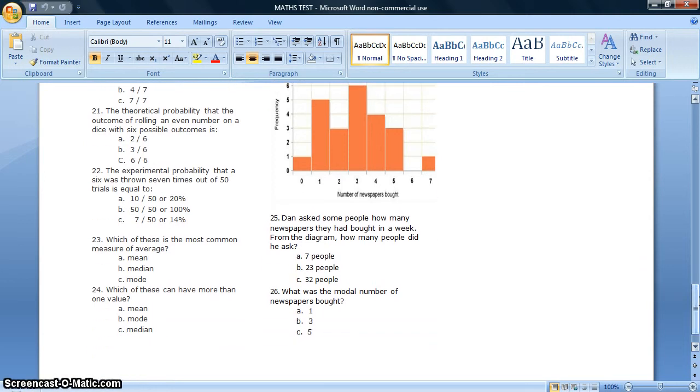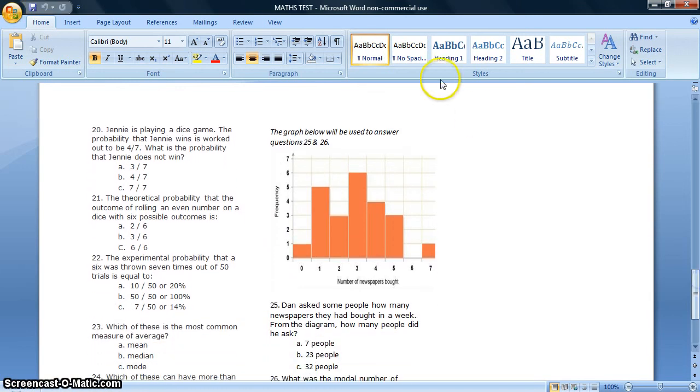Question 23. Which of these is the most common measure of average? A. Mean, B. Median, C. Mode. Question 24. Which of these can be more than one value? A. Mean, B. Mode, C. Median.